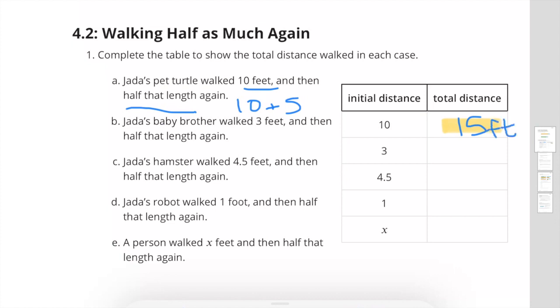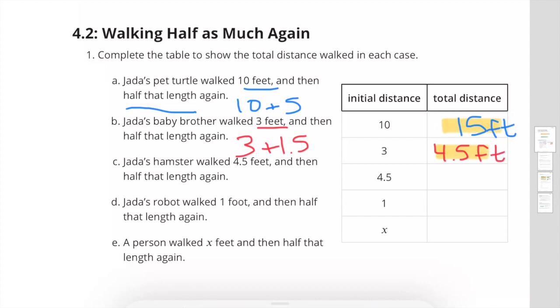Okay. On B, Jada's baby brother walked 3 feet and then half that length again. So what total distance did Jada's baby brother walk? The brother walked 3 feet and then half that length. So we have 3 feet and then half of 3, which is 1.5. Okay, so her baby brother walked 4.5 feet.